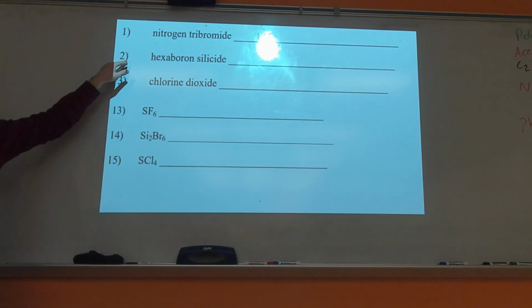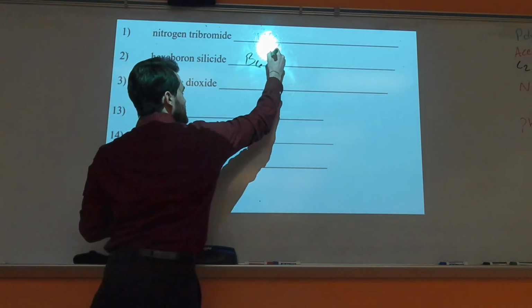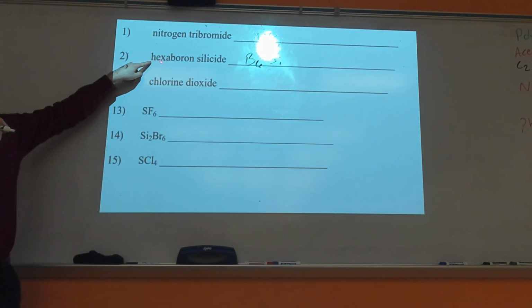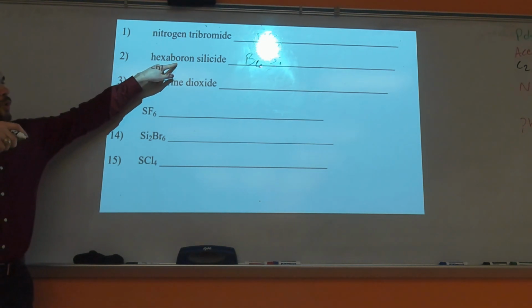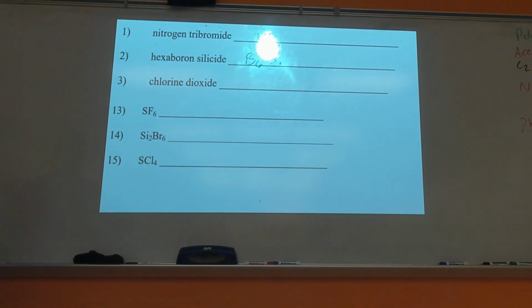All right. Hexa, well, what's hexa mean? Somebody think they got that one? Yeah, go ahead. B6Si, good. Because hexa, that means 6. Boron, that's B. Silicide, the I, that's talking about silicon, which is Si. So B6Si.